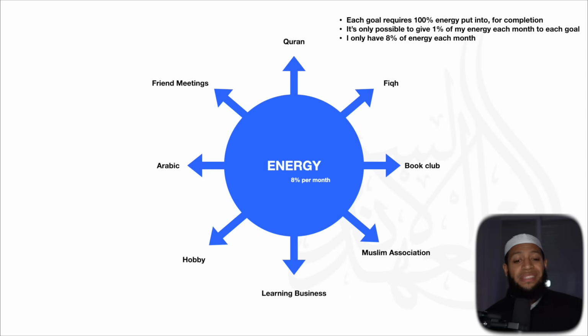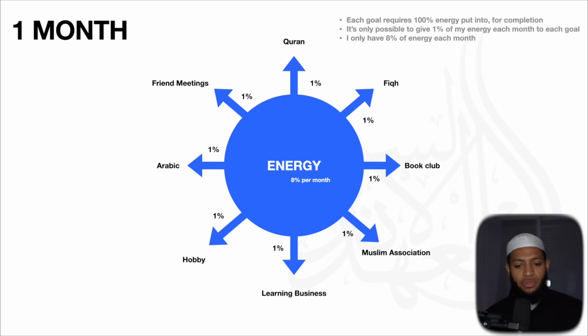Muslim association, the same. Everything you are doing has a goal, right? And you only have 8% per month. You can only give 8% per month. And here are 8 things, okay? And it's only possible to give 1% of your energy each month to each goal. So each month, it is only possible for me to give 1% to Quran, 1% to fiqh, 1% to book club, 1% to Muslim association.